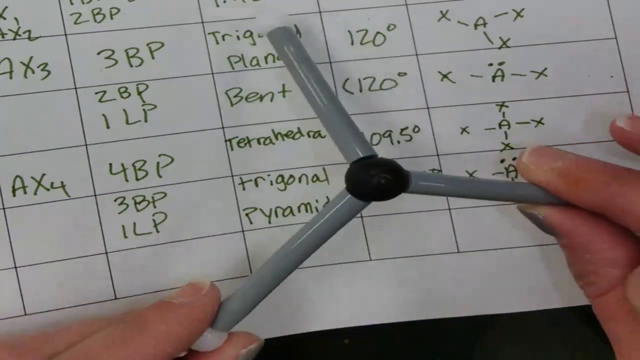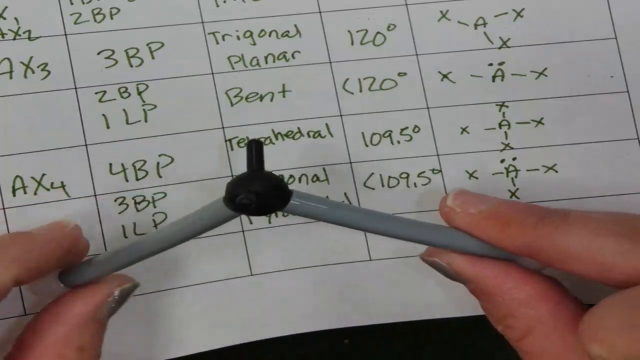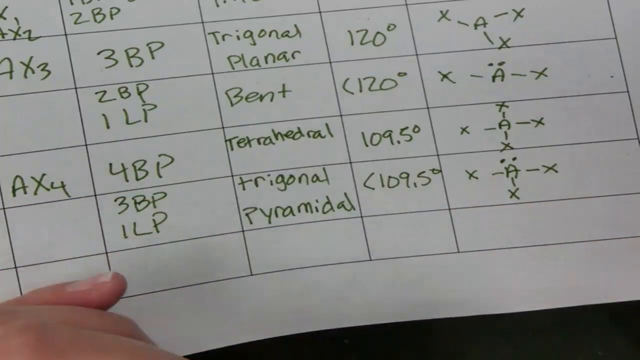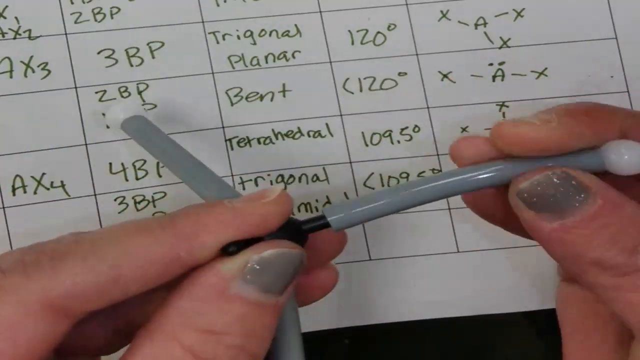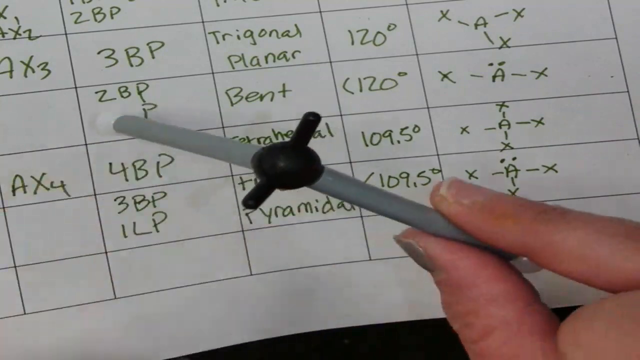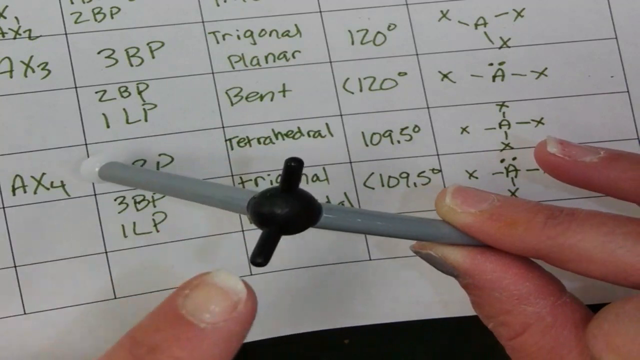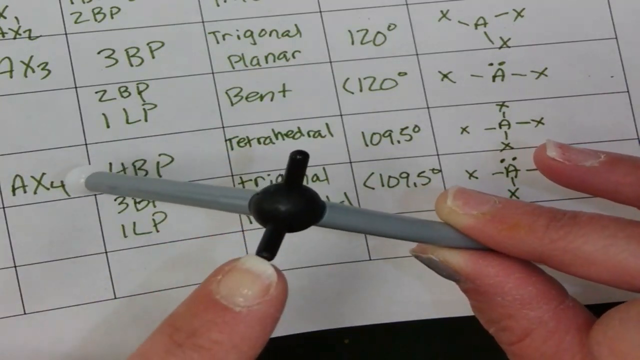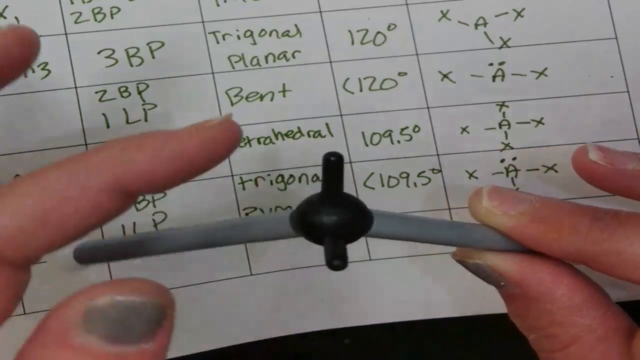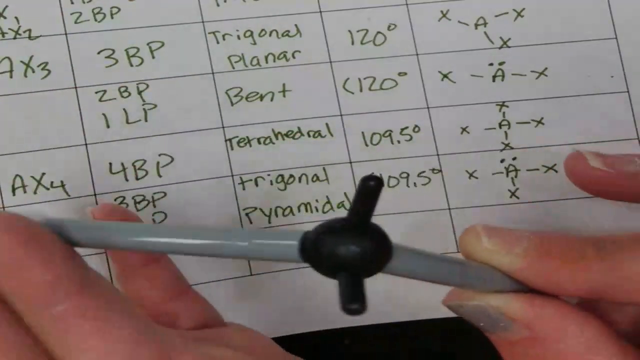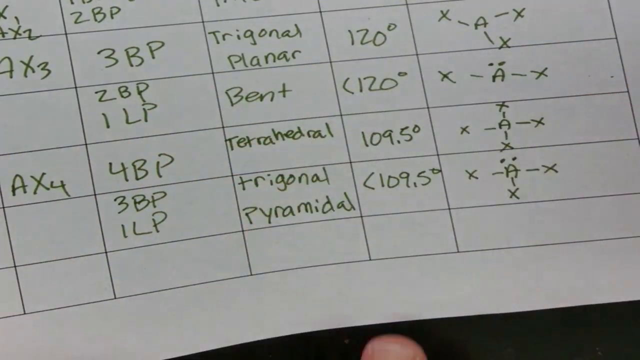What if I remove another lone pair? I'm sorry, I said a lone pair. I have removed another, so let me start over here. What if I remove a bonding pair? So now what do I have? I have 2 bonding pairs, and I have 2 lone pairs. These lone pairs are going to push our X's even closer together.